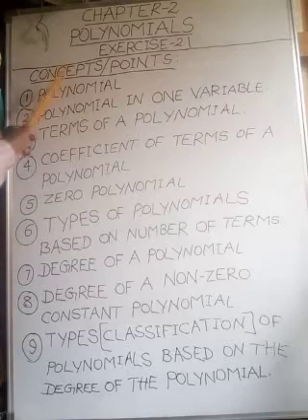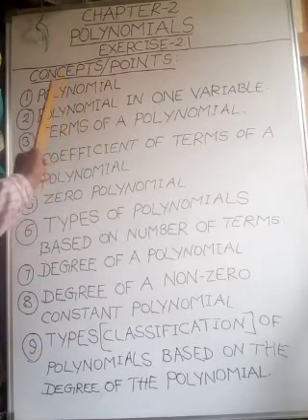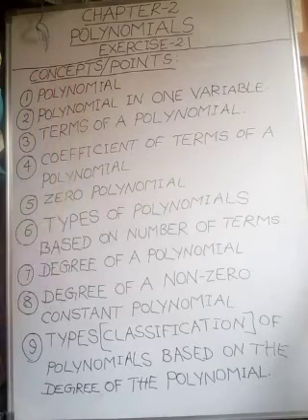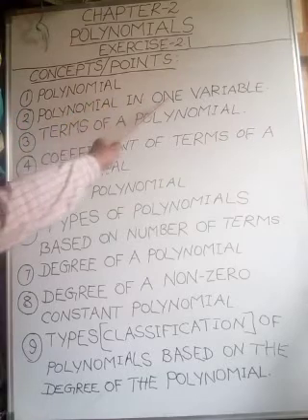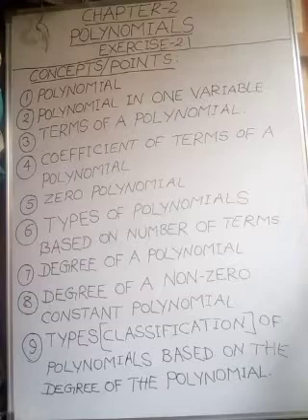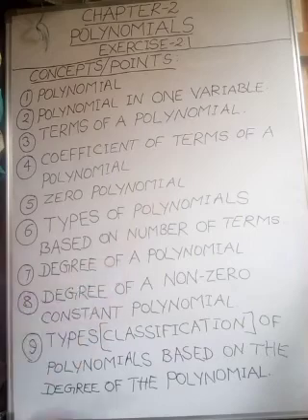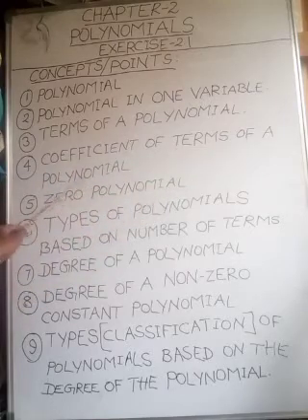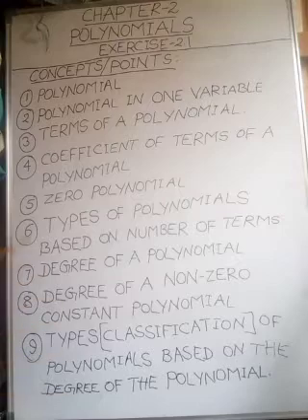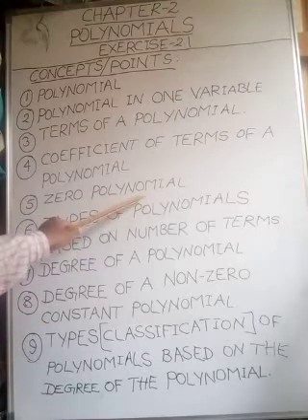These are the concepts we discuss for the exercise. The first point is polynomial. What is meant by a polynomial? The second point, polynomial in one variable. The third concept is terms of a polynomial. What are the terms of a polynomial? The fourth point, coefficient of terms of a polynomial. The fifth point, zero polynomial.